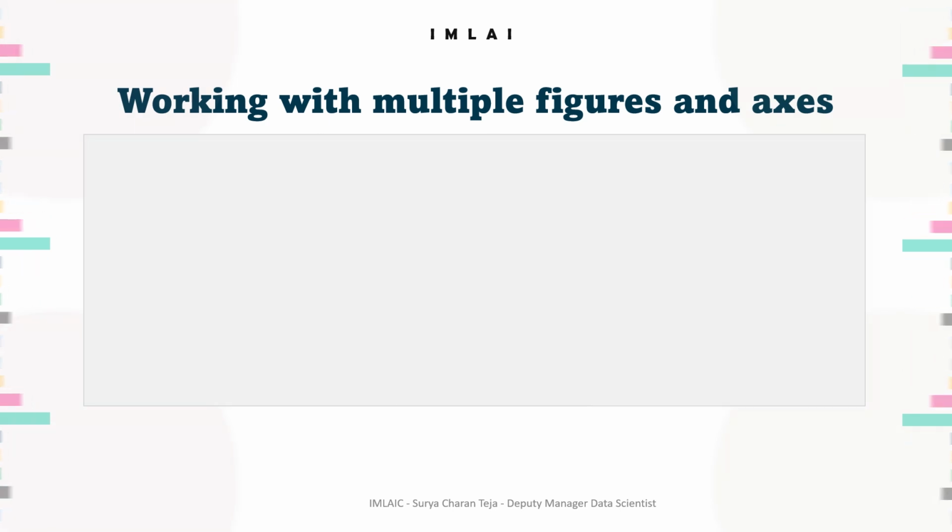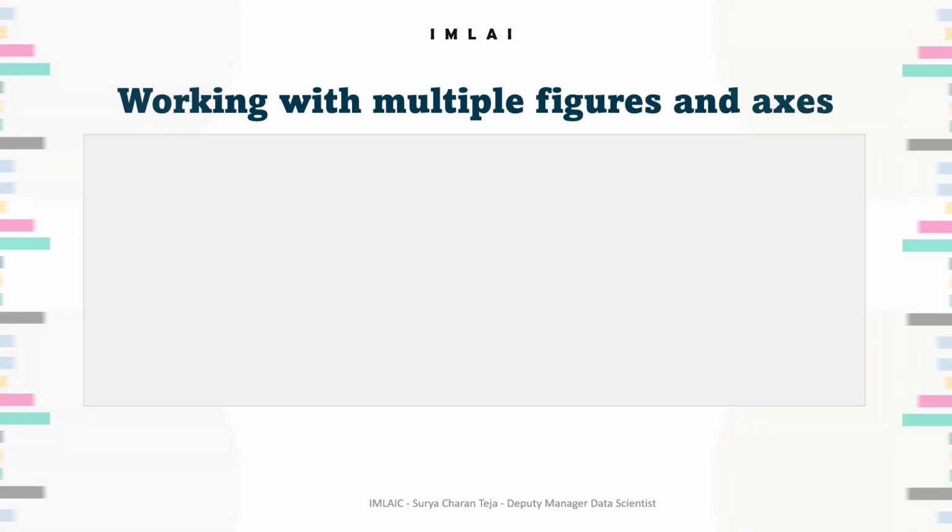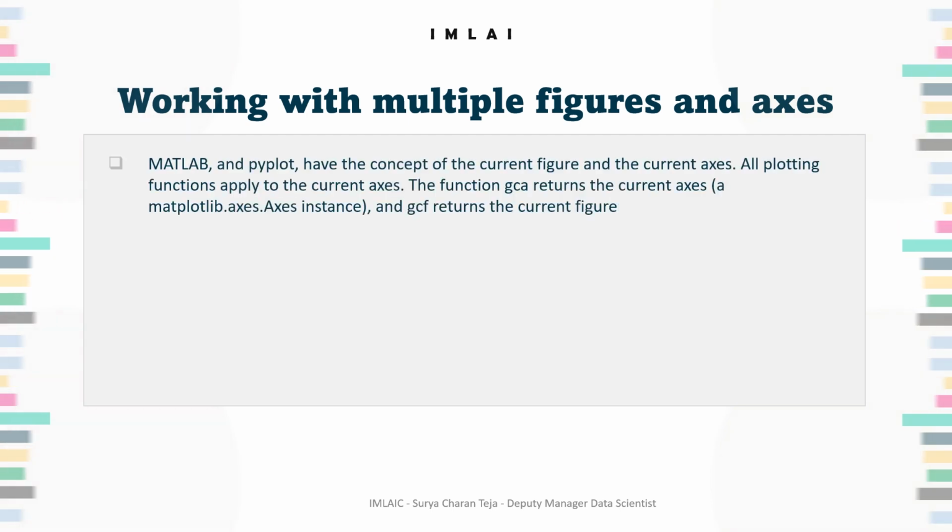MATLAB and pyplot have the concept of the current figure and the current axis. All plotting functions apply to the current axis. The function gca returns the current axis and gcf returns the current figure. So both are important, but normally you don't have to worry about this because it's all taken care of behind the scenes. So let's take one example.